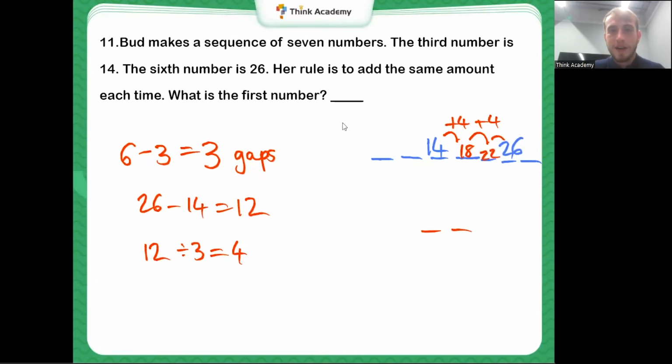Now we just need to find the first number. You need to start with your 14 and go back 1, 2 spaces. So we're going to do 14 minus 2 groups of 4, or you can just count back: 10, 6. Okay, so that's how to do that sequence one. To summarize, we looked at the difference between the numbers that we had, and we broke that down into how many gaps it was. I saw that there was 12 as a difference with 3 gaps, which means our common difference is 4. And then the rest of the question is just straightforward to find the one that they want to find out.